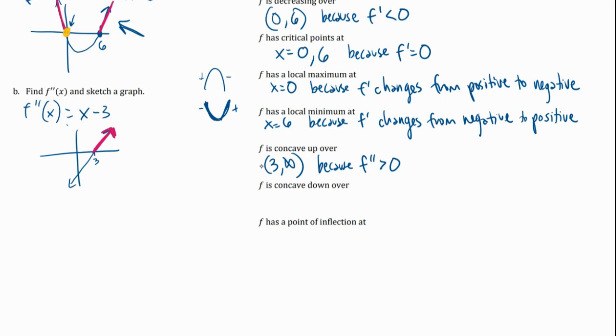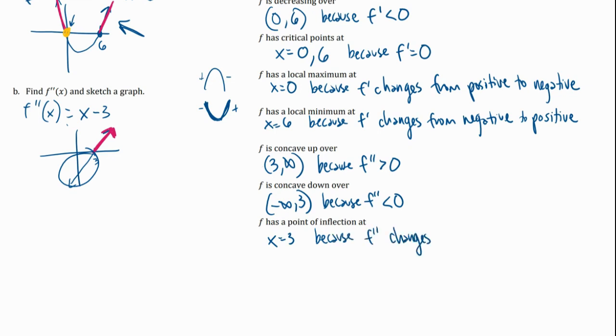f is concave down when f double prime is negative. So that is from negative infinity to 3 because f double prime is negative. And then points of inflection occur when there is a change in concavity. So f has a point of inflection at x equals 3 because f double prime changes sign. You could say from negative to positive, that's fine, but you actually don't have to. You can just say f double prime changes signs.